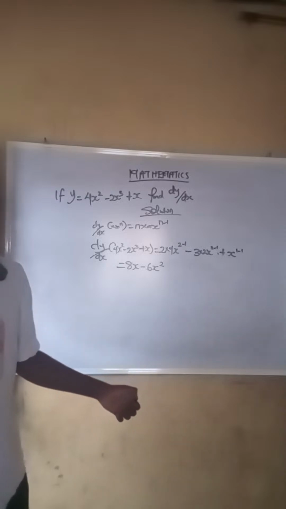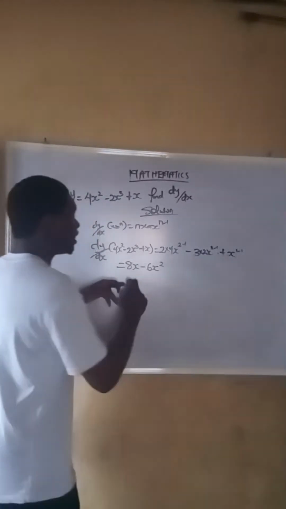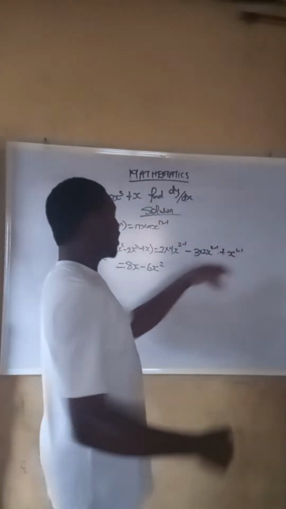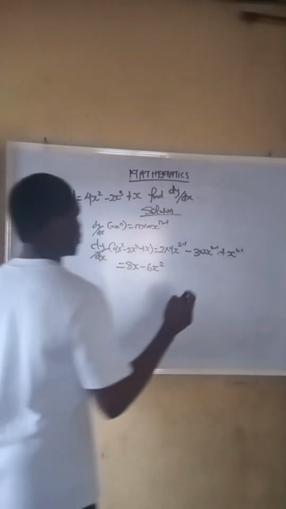I hope you are following. Okay, 8x minus 6x squared, we have plus x to the power of 0. Of course, in indices, anything raised to the power of 0 is 1.